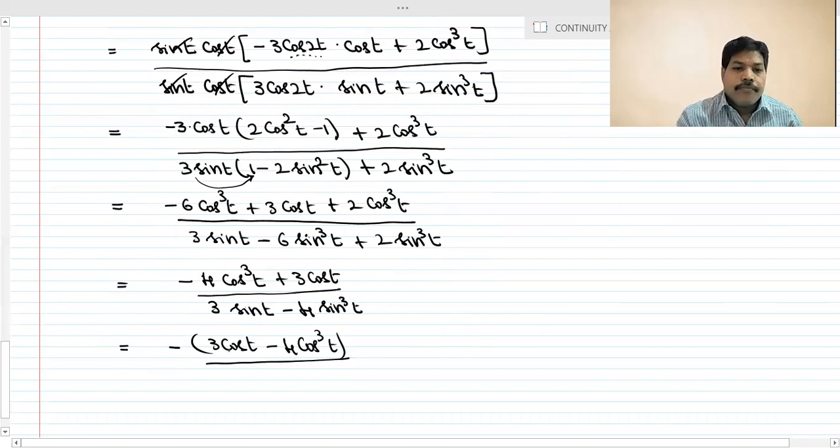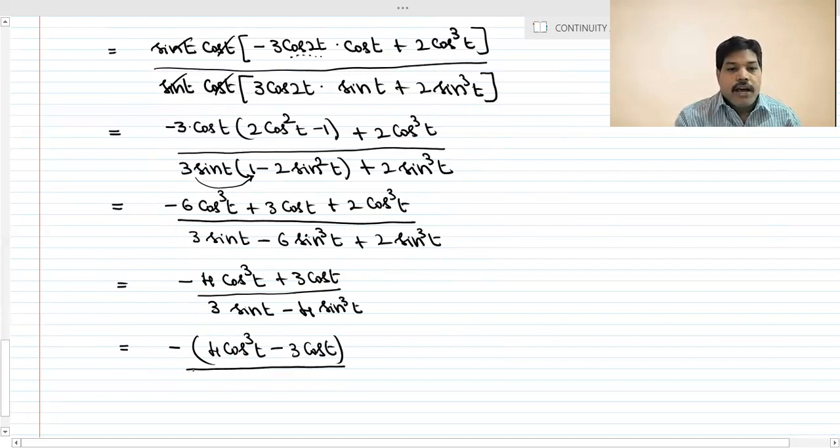So that is the mistake, I am taking that one. I am just taking the minus common, so it will become that. If you take the minus common, it will become minus 4 cos cube t minus 3 cos t, by, in the denominator, 3 sin t minus 4 sin cube t.